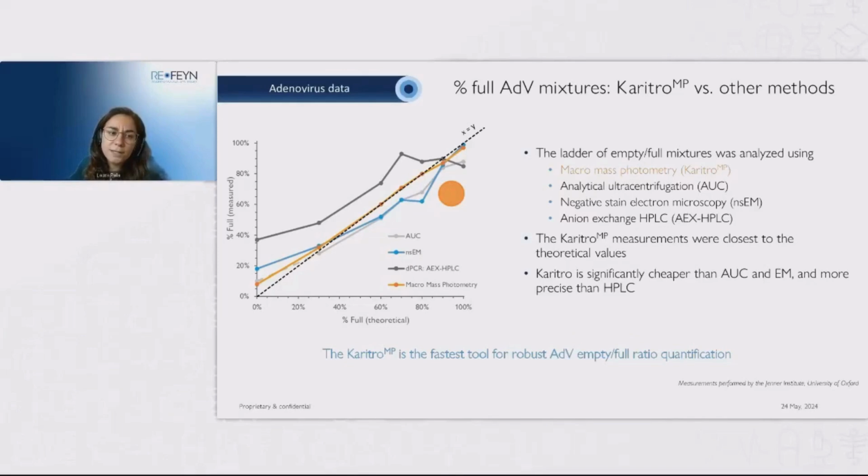If you look at the dashed line, this is basically the theoretical values, and the orange line, which is the Karitro, shows that effectively this is the method that most closely aligns with the theoretical mixing. There are small deviations with the other methods. I would like to point out also that the Karitro is significantly cheaper compared to AUC and EM, and much more precise compared to HPLC. Therefore, we can conclude that the KaritroMP is the fastest tool for a robust adenovirus empty to full ratio quantification.